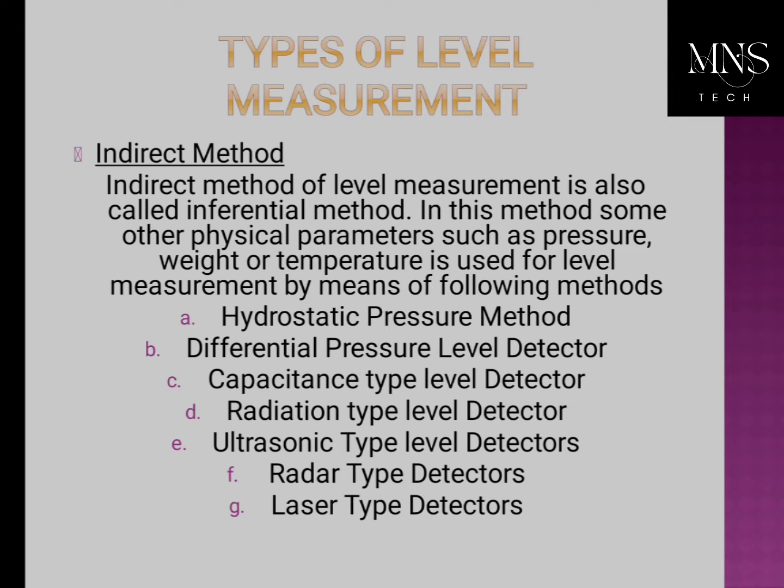The indirect method of level measurement is also called the differential method. In this method, some other physical parameters such as pressure, weight, or temperature are used for level measurement by means of the following methods: number 1, hydrostatic pressure method; differential pressure level detector; capacitance type level detector; radiation type level detector; ultrasonic type level detectors; radar type level detectors; and laser type level detectors.